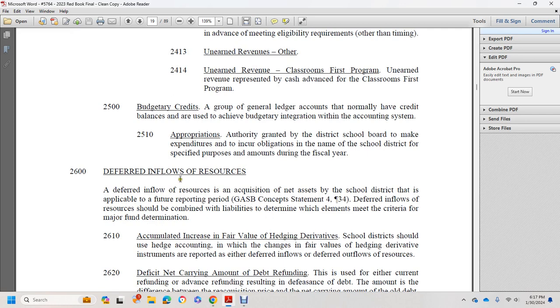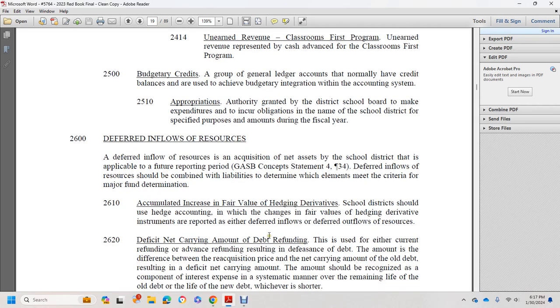Alright, deferred inflows of resources, the acquisition of net assets by the school district that is applicable to a future reporting period, per Governmental Accounting Standards Board Concepts Statement 4, paragraph 34. The deferred inflows of resources should be combined with the liabilities to confirm which elements meet the criteria for the major fund determination. 2610 accumulated increase in the fair value of the hedging derivative of the school district, which uses hedge accounting, in which changes of the fair value of the hedge derivative instruments are reported with the deferred inflows or deferred outflows of resources.